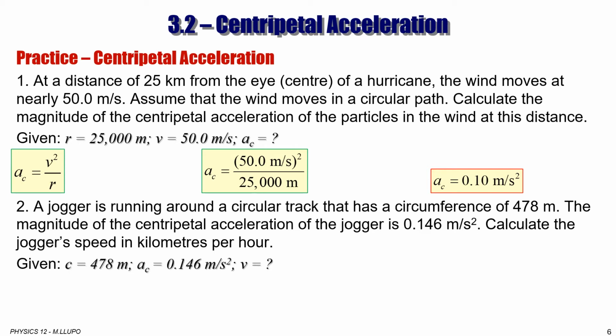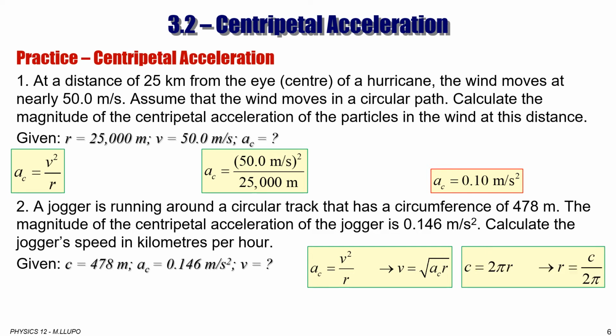So what do we have here? The circumference is 478 meters. Centripetal acceleration is 0.146 meters per second squared. Speed is required. First, we need to solve for speed in the base formula that we have. a_c is equal to v squared over r. We solve for v, which is the square root of a_c r.